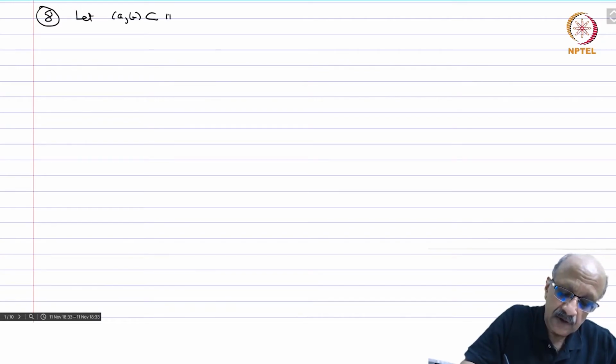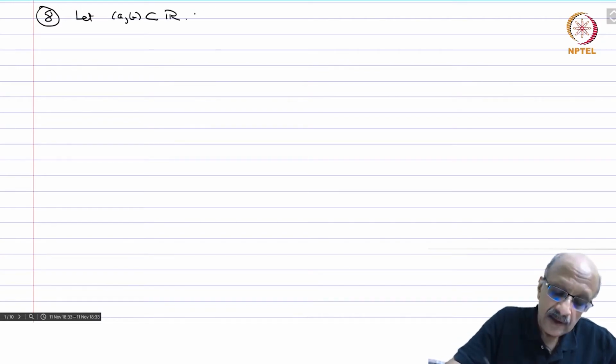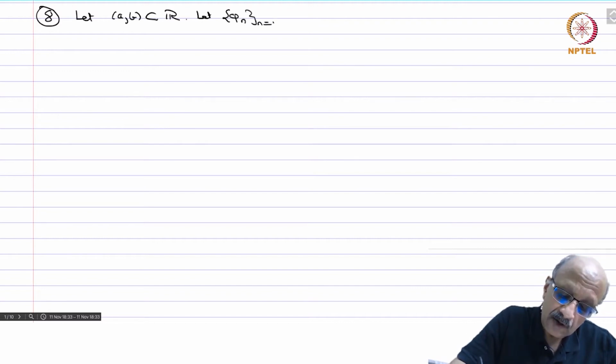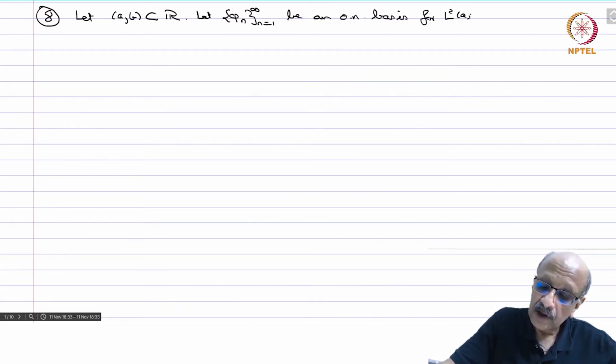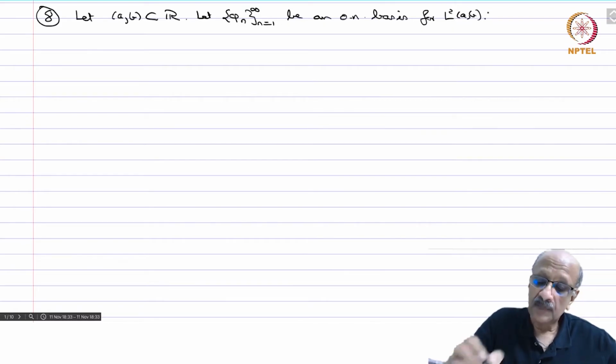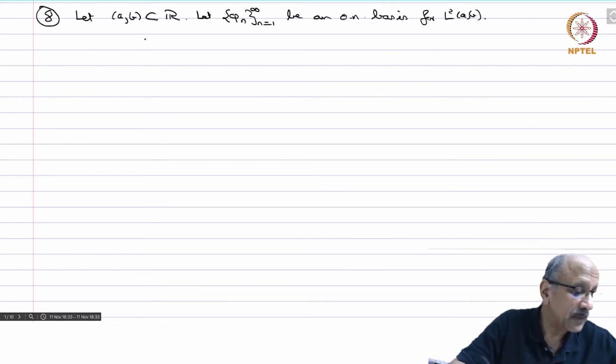So we continue with the exercises. So we are at number 8. Let AB be a finite interval in R. Let phi n, n equals 1 to infinity, be an orthonormal basis for L2 of AB. Recall that L2 is a separable space, therefore it has a countable orthonormal basis.